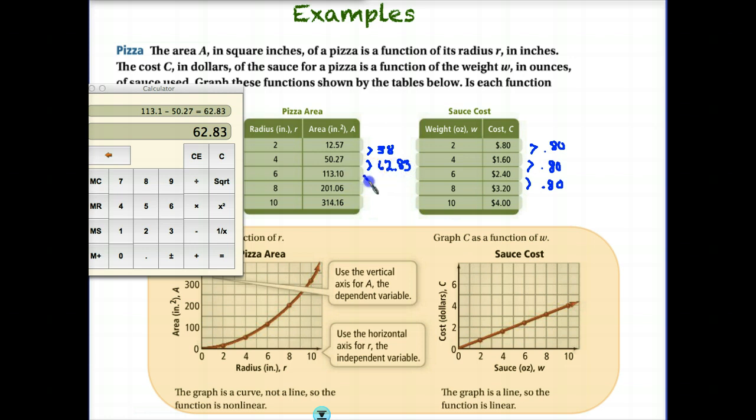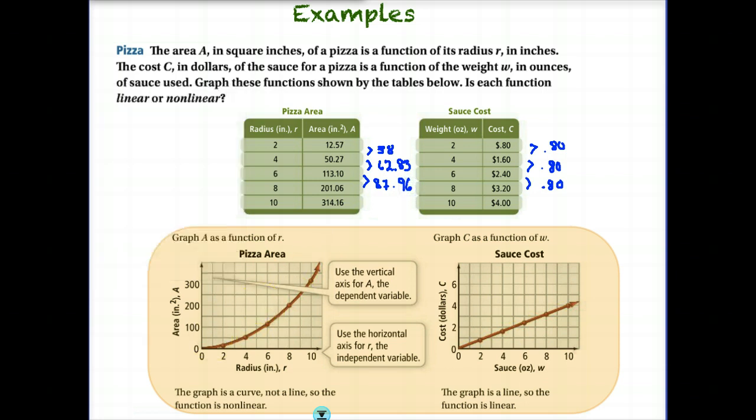I could continue to check my differences. If I tried this next one, 201.06 square inches minus 113.10 square inches, I get a difference of 87. So again, I'm going upwards, but not at a constant rate. Therefore, the graph looks like this down here, and you can see, in fact, it is not a linear graph. It is curved.